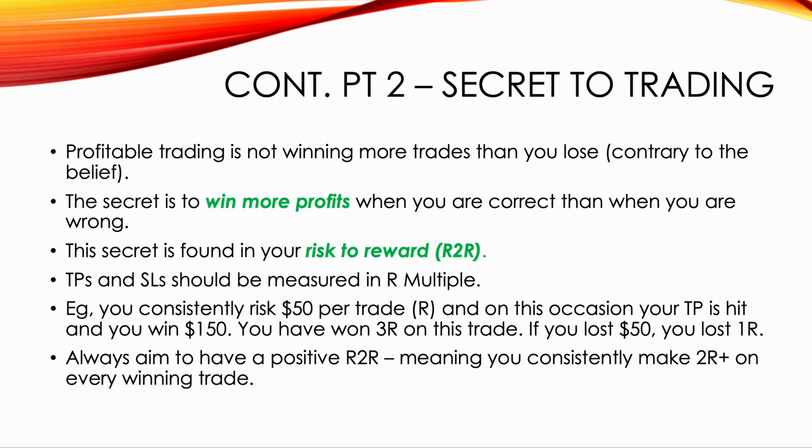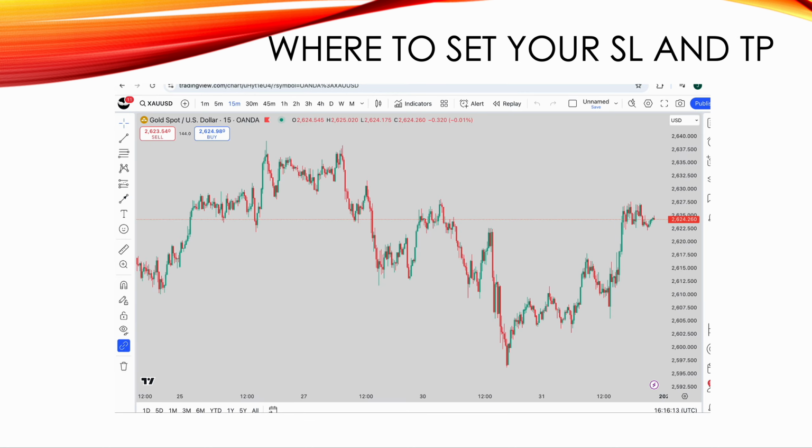So the trick, guys, is to have a positive risk reward. If every single time you place a trade you go for a 1 to 3, that means you can lose 7 trades out of 10 and still be profitable. Did you catch that? If you have a risk to reward of 1 to 3 per trade, you take 10 trades, you lose 7 of them but you win 3 of them, you'll be in profit. So think about it, guys.